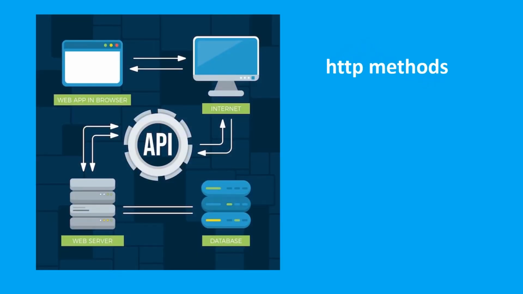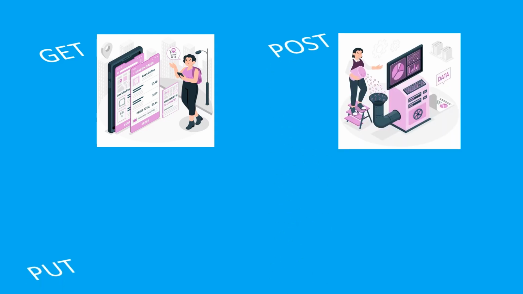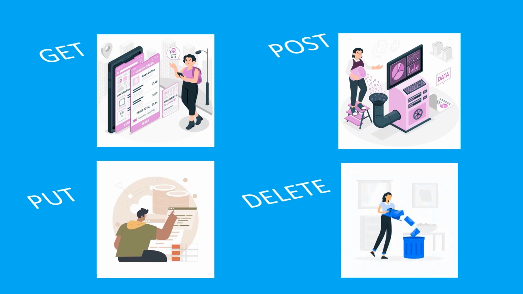REST API uses HTTP methods for communication. There are different HTTP methods available. Say the GET method, which is used to retrieve the data. The POST method, which is used to create new data. The PUT method, which is used to update the data. And the DELETE method, which is used to delete the data.